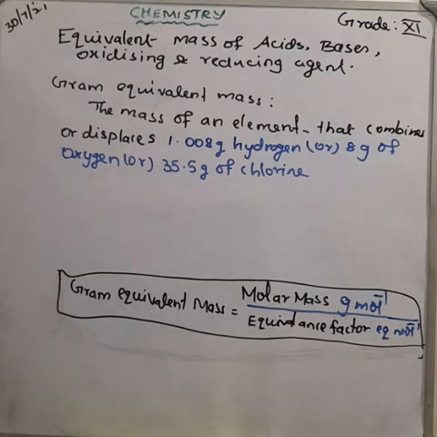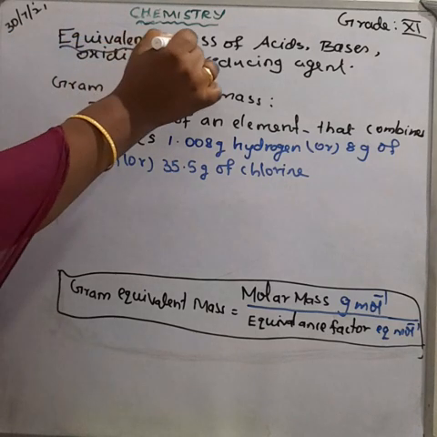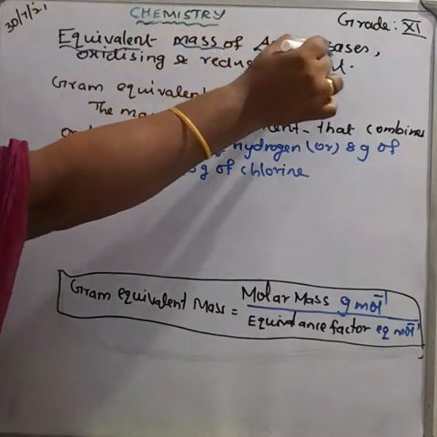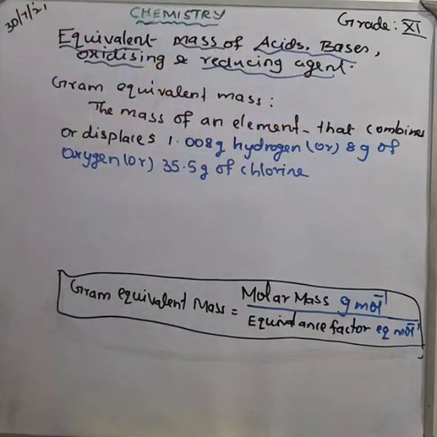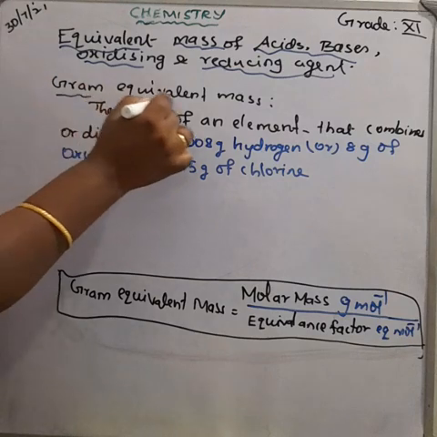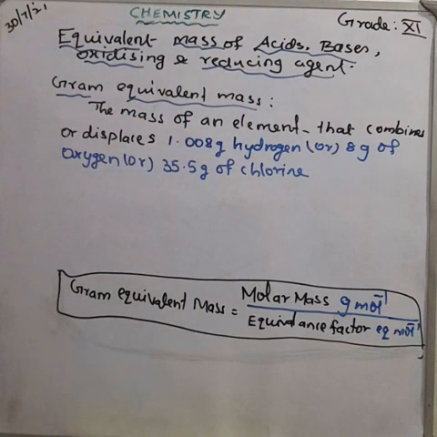Today we are going to study the equivalent mass, the gram equivalent mass of acids, bases, salts, and oxidizing and reducing agents. And what is the relationship between the mole concept and the gram equivalent concept? Today we are going to study. Please listen carefully and take notes, then only you can understand. Simple notes you have to take.